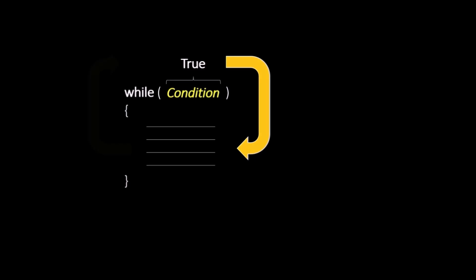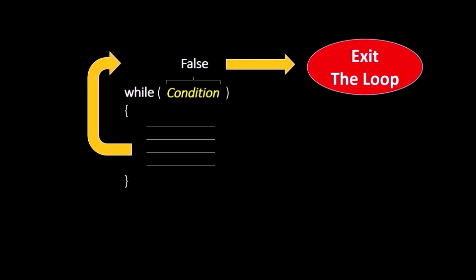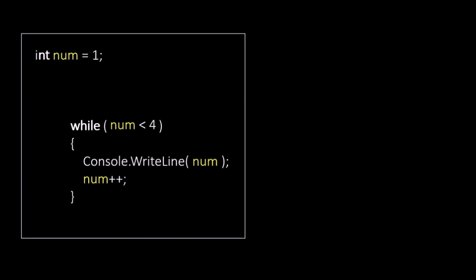How does a while loop work? A while loop checks whether a condition is true or false. If the condition is true, the statements inside the while loop will be executed. Otherwise, the loop will stop, and the program will continue executing the code that follows the loop. Now let's look at an example of how to use a while loop. In this code, we declare a variable named num with an initial value of 1. We then use a while loop to print the numbers from 1 to 3 to the console.